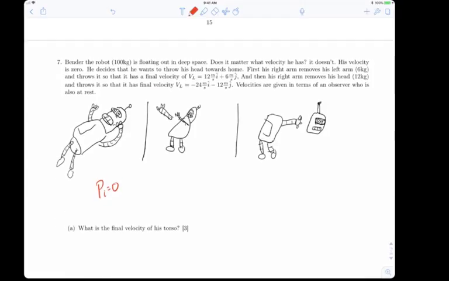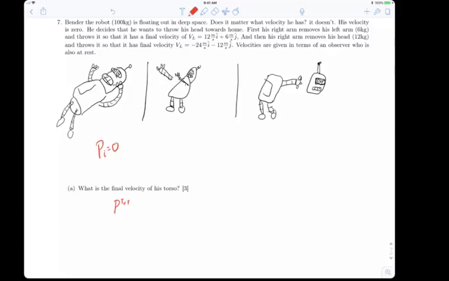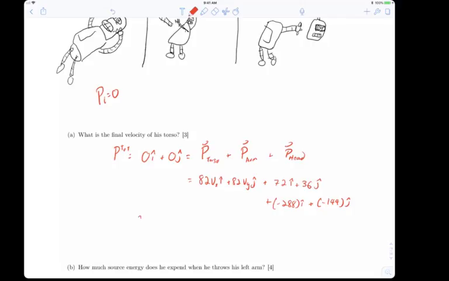Okay. So the total momentum is equal to zero i hat plus zero j hat. And it's going to be equal to the momentum of the torso plus the momentum of the arm. So, 82 Vx, so the i hat terms, the j hat terms: 82 plus 72 minus 288, and the y hat, 82 Vy plus 36 minus 144. Vx, Vy: 288 minus 72 divided by 82 is 2.63 meters per second, and 1.32 meters per second.